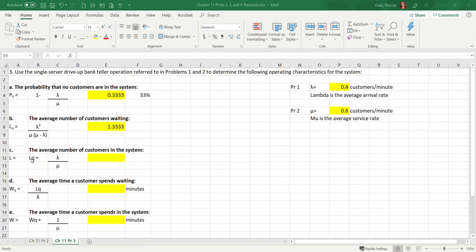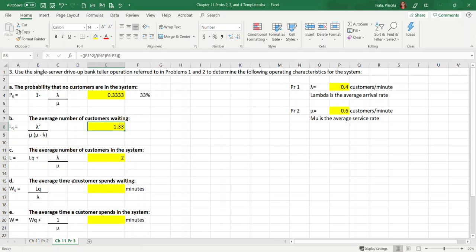Okay, so now let's do the average number of customers in the system. Well, we have already calculated the average number of customers waiting, therefore we are able to do this whole formula. So right here, we're going to do equals, well, the average number, LQ, the average number of customers waiting is 1.33, and we're going to add the arrival rate divided by my service rate. Which gives the average number of customers in the system as 2 customers. You could put more digits, and you're going to see it's still 2.